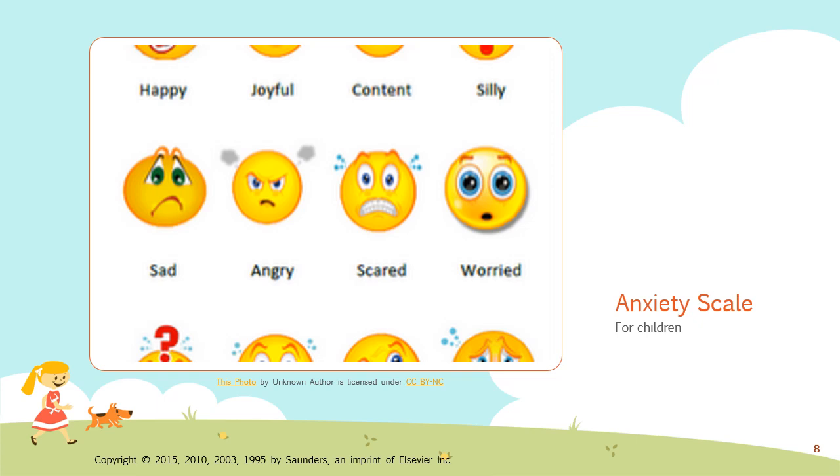This is a typical anxiety scale for children. You can see that they can simply point, or you can look at facial expressions to see if they're sad, angry, happy, joyful, worried, or scared.